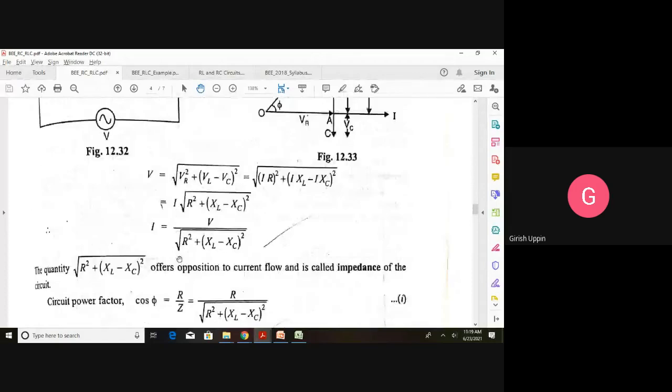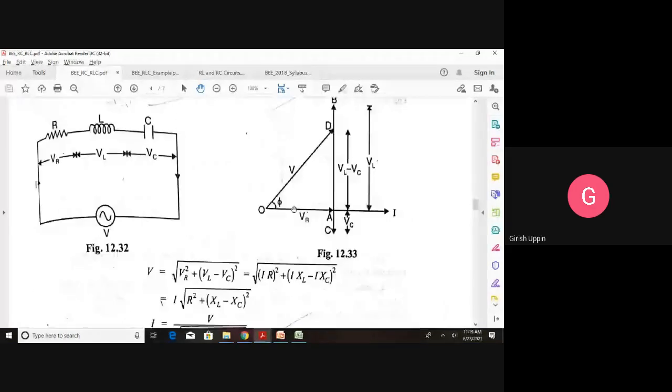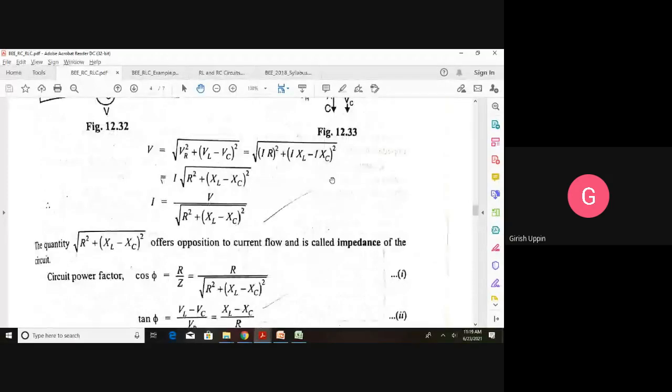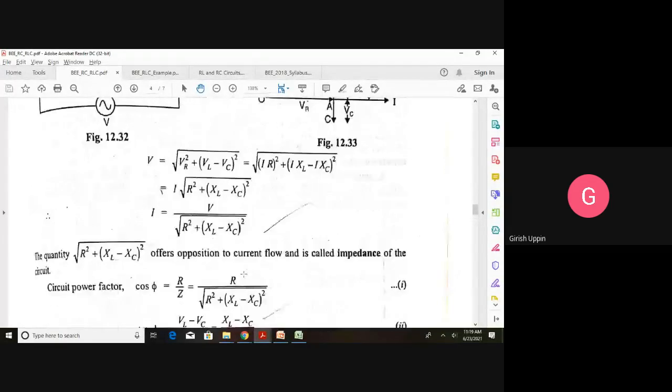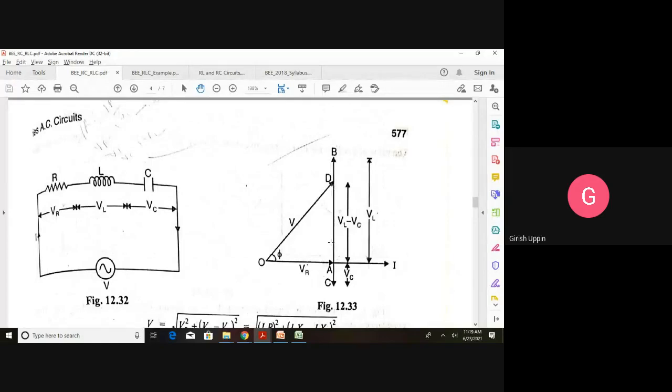Similarly, tan phi is equal to what? From this triangle, tan phi is opposite side, VL minus VC, divided by VR, or this is XL minus XC divided by R. So if you remember the voltage triangle for RL, same thing for RC, same thing for RLC. In case of RLC, the only difference is we have VL minus VC, because both are on the same axis. We have VL minus VC on one side.